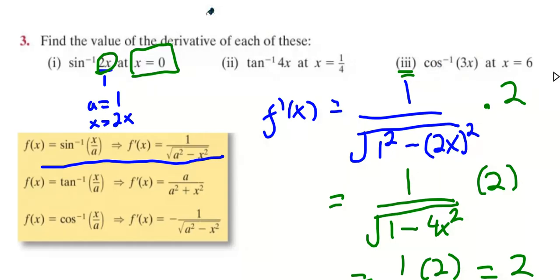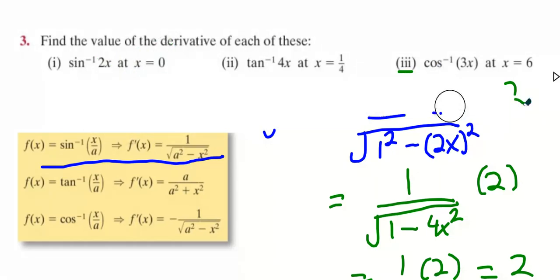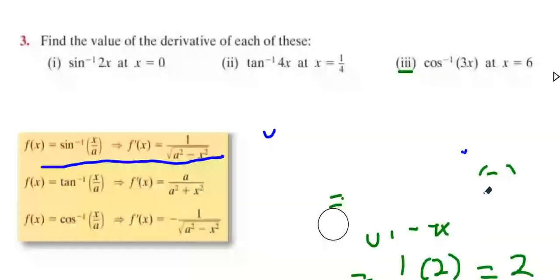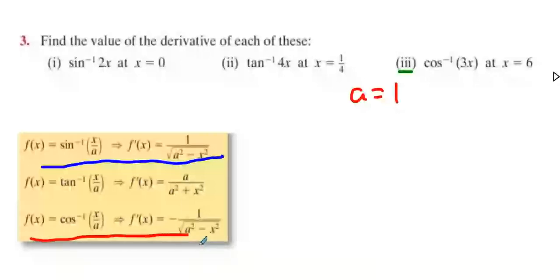Part 3, and you're going to use cos, okay? And once again, you're going to put your a value equal to 1. And I shall take the roll. You're using a equals 1, and you're using the formula underlined in red.